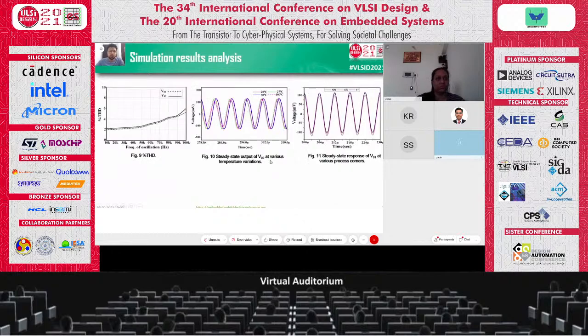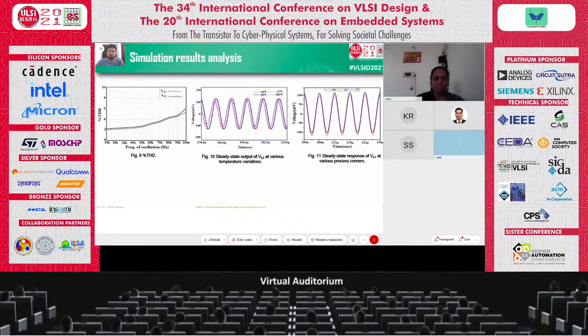So next is the simulated results for percentage of the total harmonic distortion, as the circuit is designed for the 68 kilohertz of frequency. So the THD is around 3.5%. So we can say that it can provide satisfactory results up to 100 kilohertz of frequency, where the THD is below 10%. So figure 10 shows the temperature variations from 20 degrees Celsius to 100 degrees Celsius.